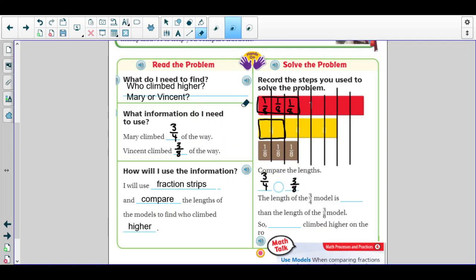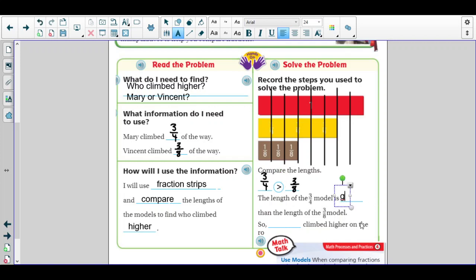Which one is bigger? And of course, we're able to see that the 3/4 is greater than 3/8. So the length of the 3/4 model is greater than the length of the 3/8 model. So 3 cheers for Mary. She climbed higher.